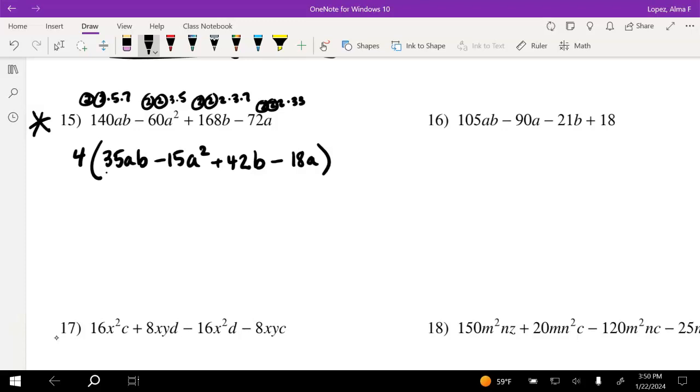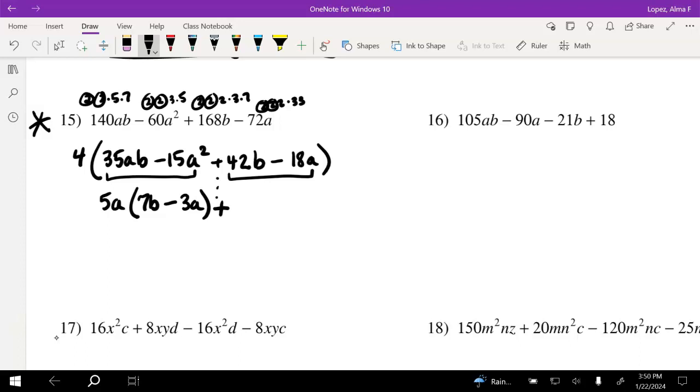Now, I'll do my factoring by grouping. I'm going to group the first 2 numbers together and the last 2 pieces together. 35ab and negative 15a squared both have a 5 and an a in common. That is the greatest common factor for the first group. When I factor 5a out of the first term, it's going to leave behind a 7b. When I factor 5a out of the second term, it's going to leave behind a negative 3a. Bring down the sign between the 2 groups.